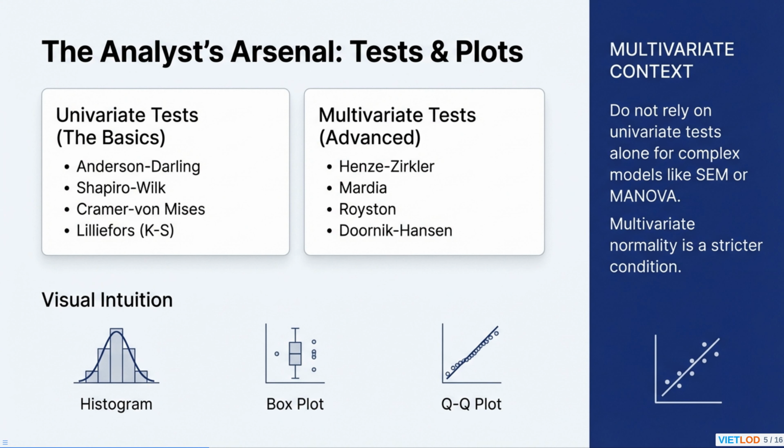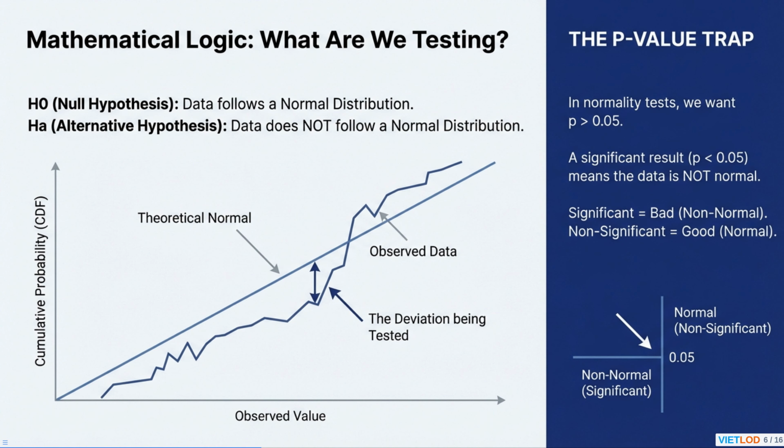Histograms provide a quick look at the data's overall shape and symmetry. Box plots help in identifying outliers in the spread of your data. The QQ plot, or quantile-quantile plot, is excellent for directly comparing your data's distribution to a theoretical normal distribution. Combining these visual checks with formal tests gives you a complete picture of your data's normality.